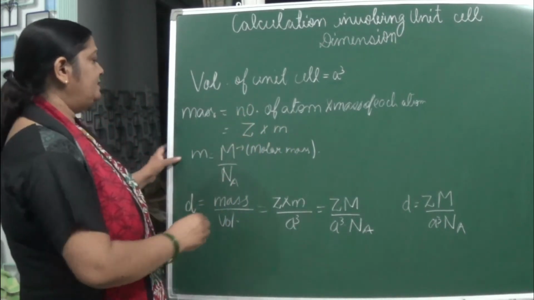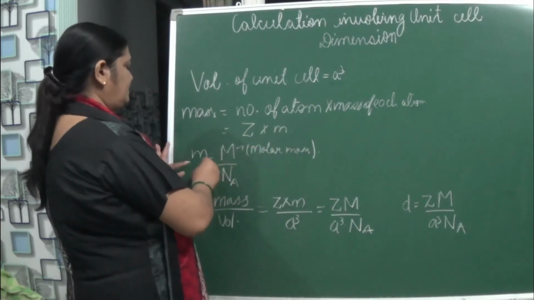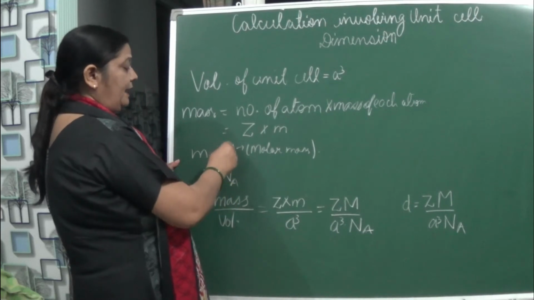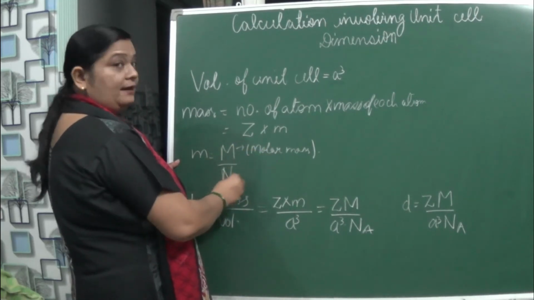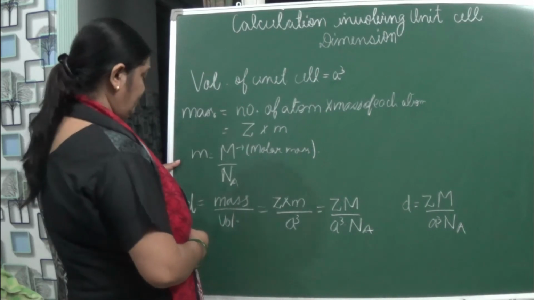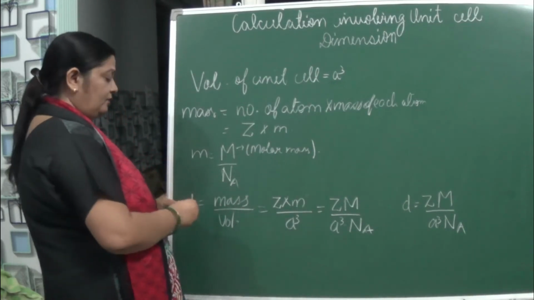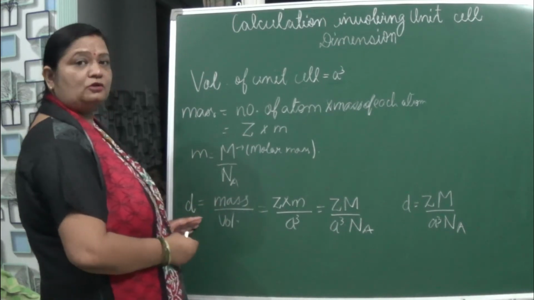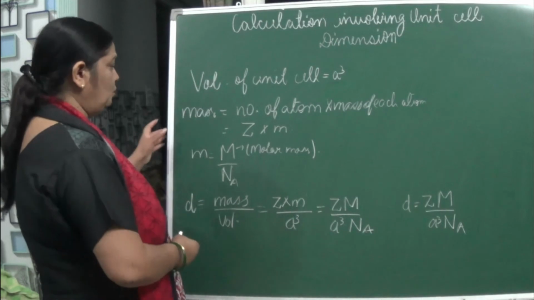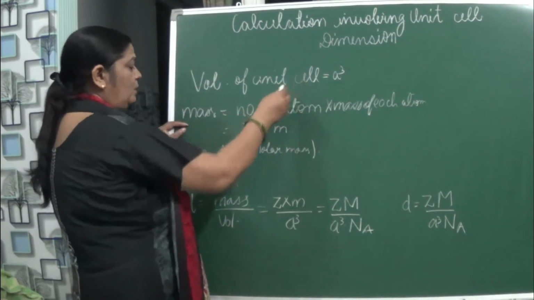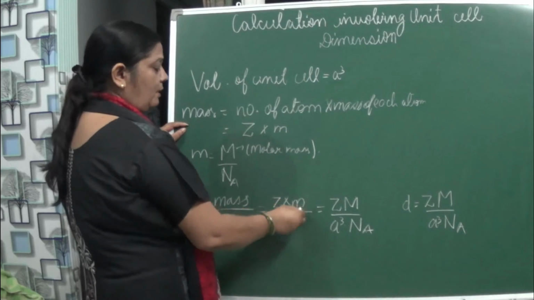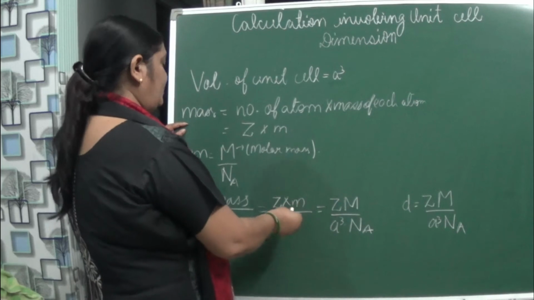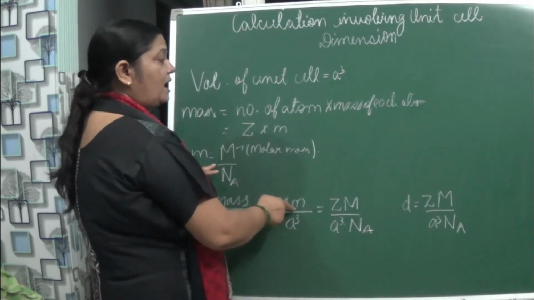Now this m, the mass of each atom, is equal to the molar mass upon Avogadro number. Capital M denotes the molar mass and Na denotes the Avogadro number. Now, how will we calculate density? We all know the formula: density is equal to mass upon volume. The mass is Z into m, upon the volume A cube.